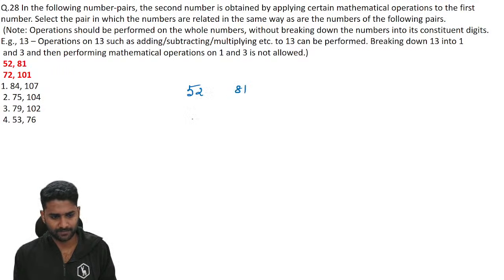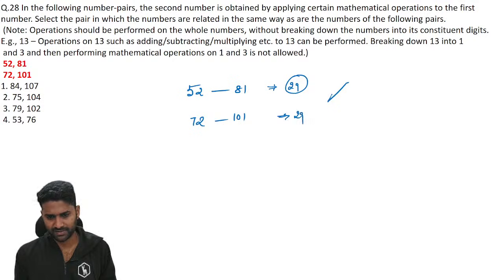50 to 81, 70 to 101. Just find the difference. Here the difference between the two numbers is 29. We are finding the difference. Difference is higher value minus lower value.